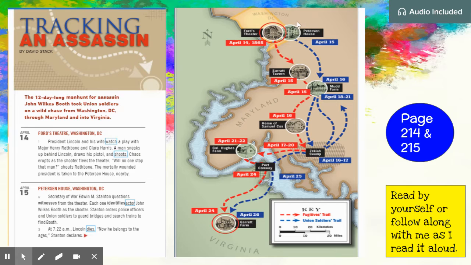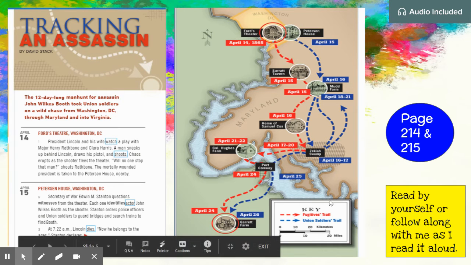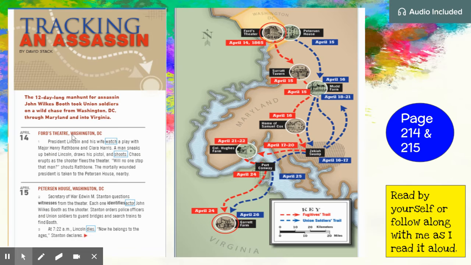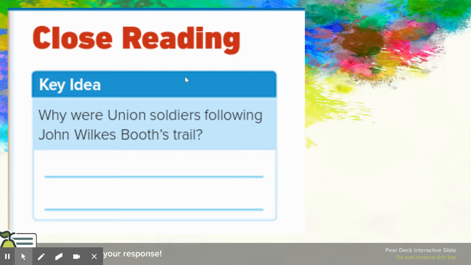Okay, and this looks a little different because it's a map. So we can read maps. You got to take the time to look at dates, look at the key. What does this tell you? So I will be reading this side, but it is up to you to follow along and kind of look at John Wilkes Booth route along with the people that were trying to track him. So you'll read that. And then you'll have some questions to answer along the side here.